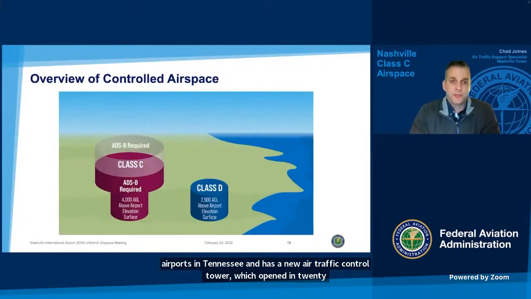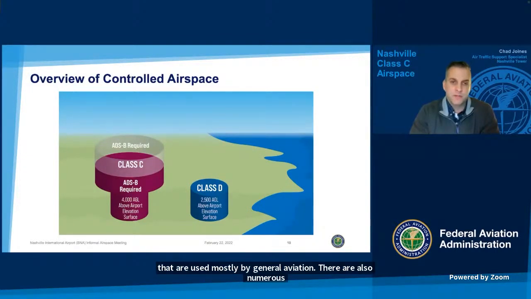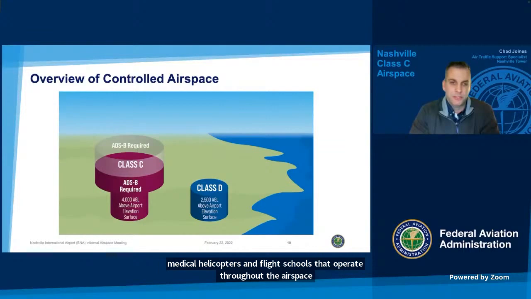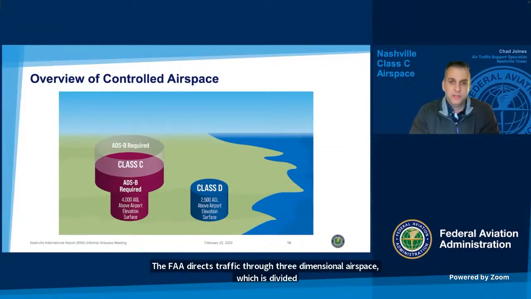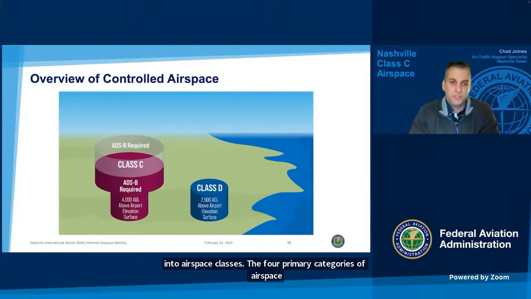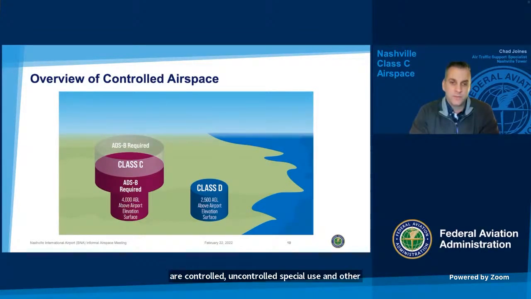The FAA directs traffic through 3-dimensional airspace, which is divided into airspace classes. The 4 primary categories of airspace are controlled, uncontrolled, special use, and other. Controlled airspace includes classes Alpha, Bravo, Charlie, Delta, and Echo. For our purposes today, we'll focus on Class Charlie and Class Delta. Class Charlie airspace can be modified to fit the needs of each airport.